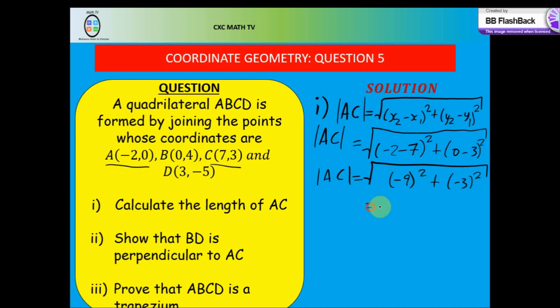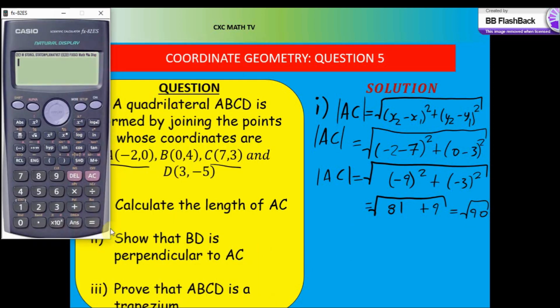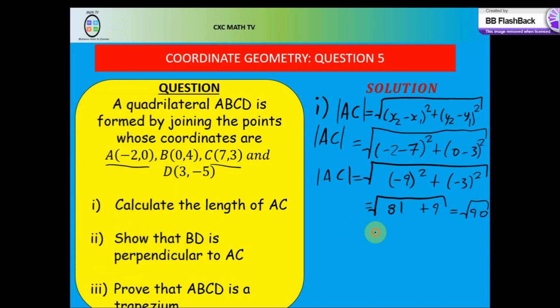9 squared is 81 plus 3 squared is 9, square root of 90. I don't know the square root of 90. No, I'm lying, I do know. I can guess. Let me give you a guess. Square root of 90 should be 9 point something. I'm going with 9.4. So here it is, square root of 90. Yep, 9.486. So my guess was very accurate, right? So this is 9.48. Alright, so that's it, 9.48. That's the length of AC.